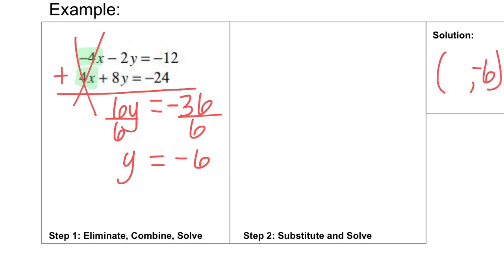So I'm going to turn around from that, and I'm going to use that to find what the x should be. I can use either one of those equations. It does not matter which one. I can substitute negative 6 in for y and solve for x. So I'm going to use the bottom one because it's more positive than the top one, and I like positive numbers better.